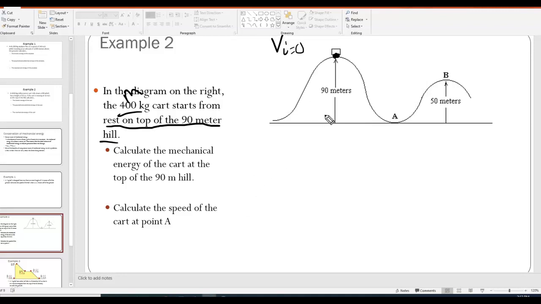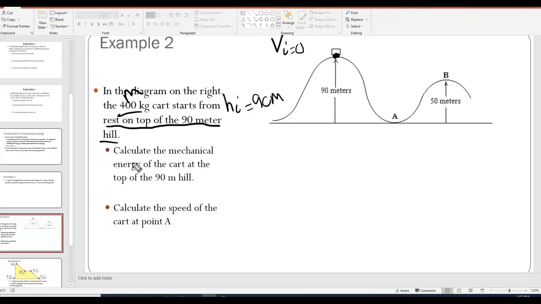Okay, now I'm also given in the picture that the height at this point is 90 meters. So I can also say that H initial, the initial height, is 90 meters because that's where it starts from rest. That's the height at that location. So I have VI and I have HI.